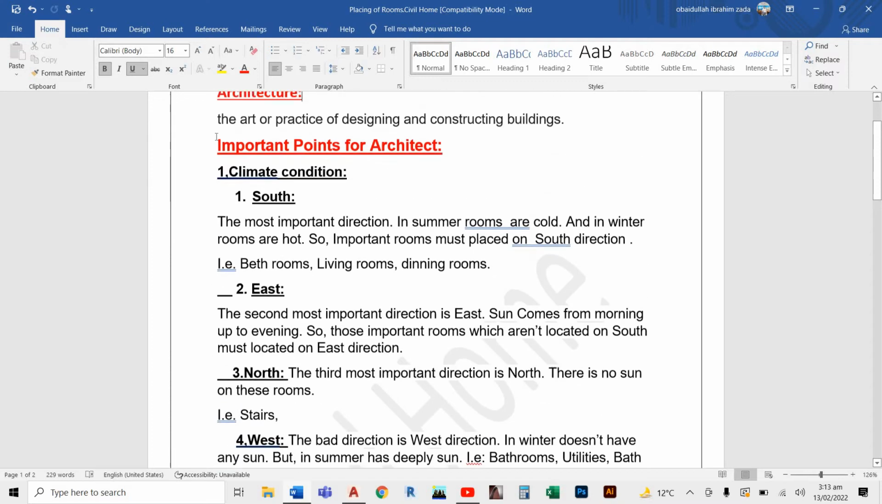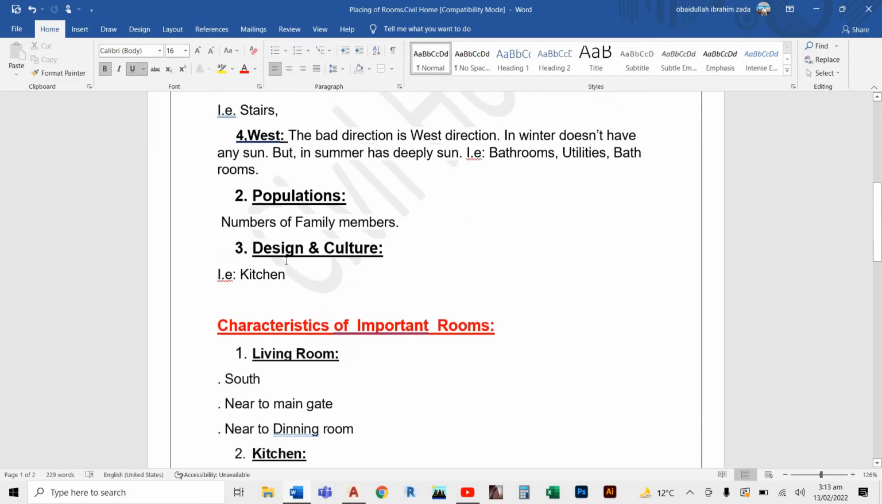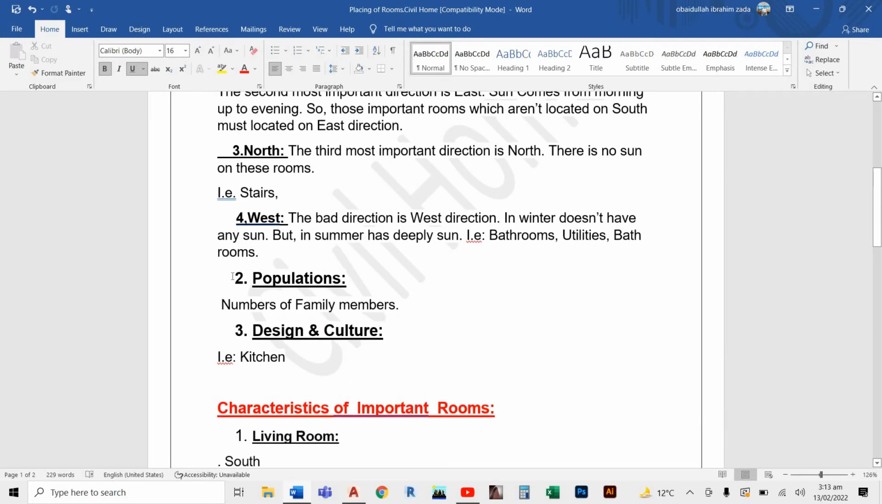So the first thing that we should consider for the place of the rooms is climate condition, but the second one that we should consider is population. When you start constructing a plan, you should ask your client how many members are in the family. And because of that, because of designing for the livelihood, we should design our plan.